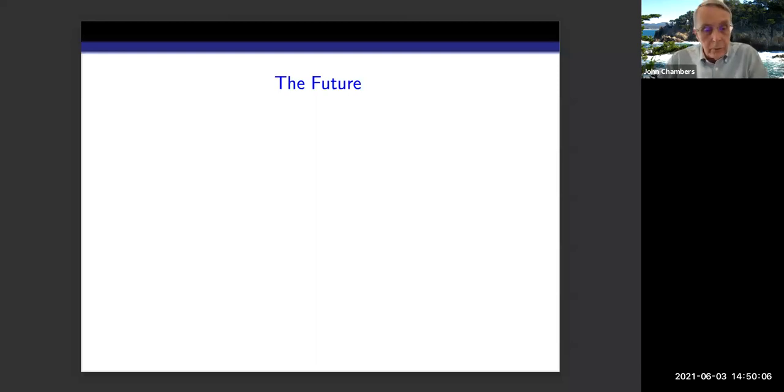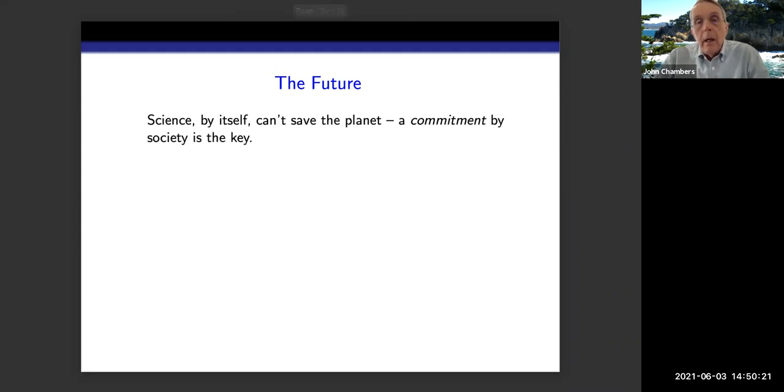As somebody whose current life is very much devoted to trying to build data science for the future, the first thing one has to say is that there's no magic bullet, that the future is not going to be saved by science. The future has to be saved by a commitment from us, from the communities worldwide that are responsible for the problem. That's the key, and until that happens, nothing else is going to do.